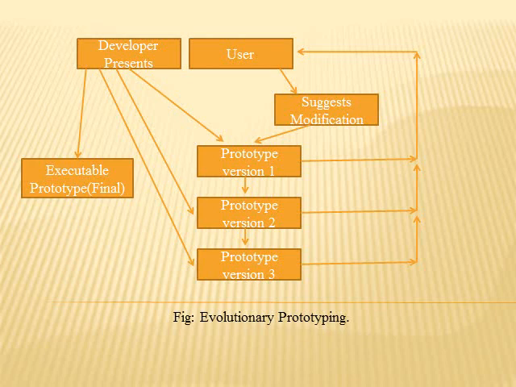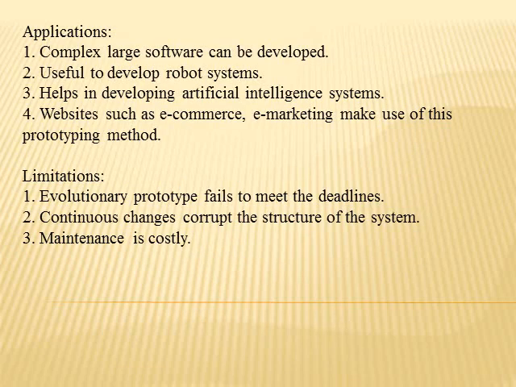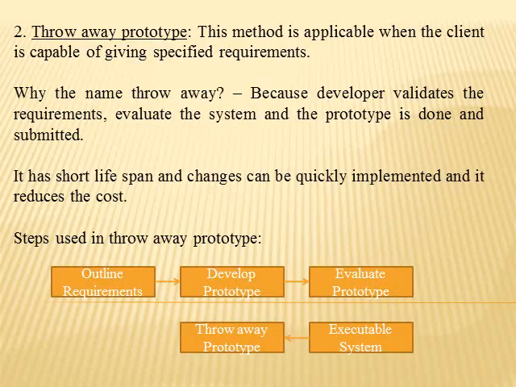Here the developer presents to the user. If we make the first prototype and there are some changes, the changes are done and we make the second prototype, version 2, version 3, like that. In the last version, where no changes are needed and it is acceptable, the final product gets ready. This is suited for large software and robot or intelligent systems, all of which we can build with the help of the evolutionary prototype, but maintenance is costly, and it can be difficult to finish the project according to the deadlines.